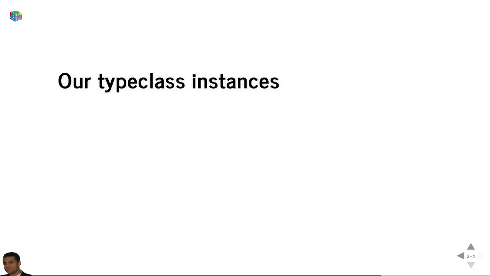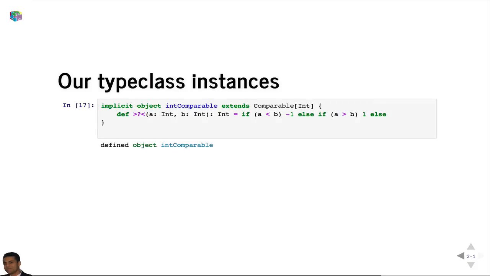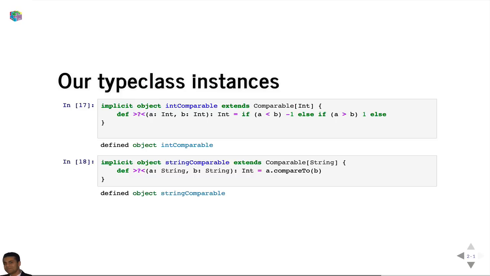Let's define the implementations of the typeclass for integers and strings. This is the typeclass instance for integers. The implementation uses an if expression. The expression returns -1, 0, 1. It depends on whether the first value is lower, equal or greater than the second. The implementation for strings instead just uses the existing compare method, already available.